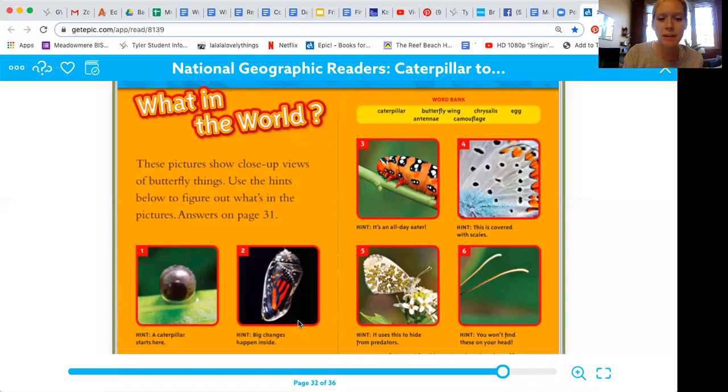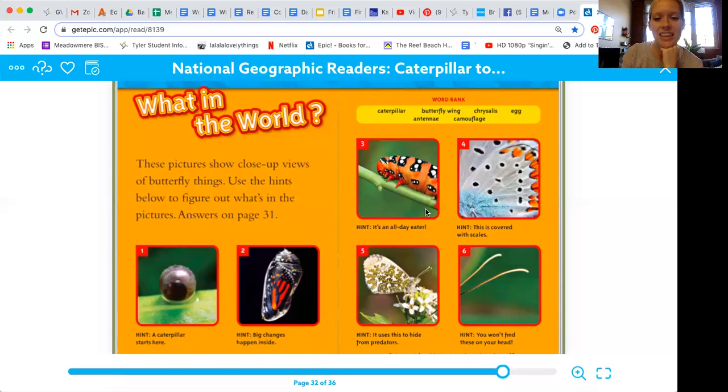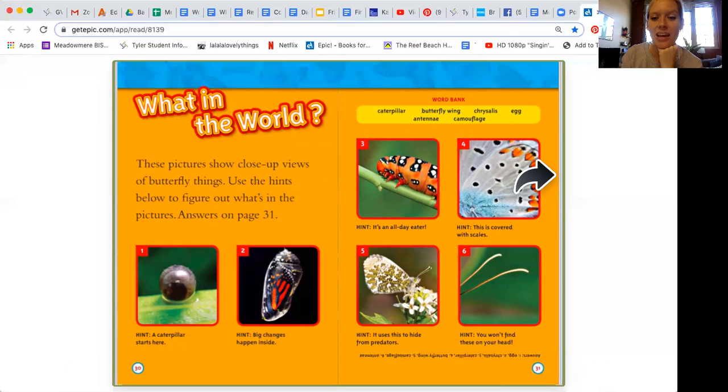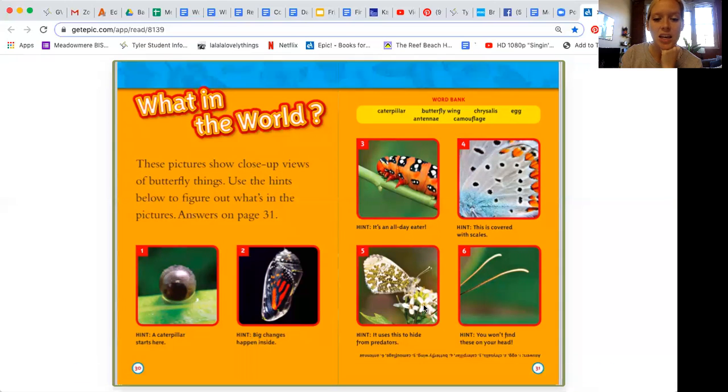Big changes happen inside. Remember, the chrysalis kind of turns see-through once the butterfly is about to hatch. It starts to change. And I just gave that away, I'm sorry. What is that? Good, a chrysalis. This, hint, is an all-day eater. Give me a caterpillar. This is covered with scales. Butterfly wing, good. It uses this to hide from predators.